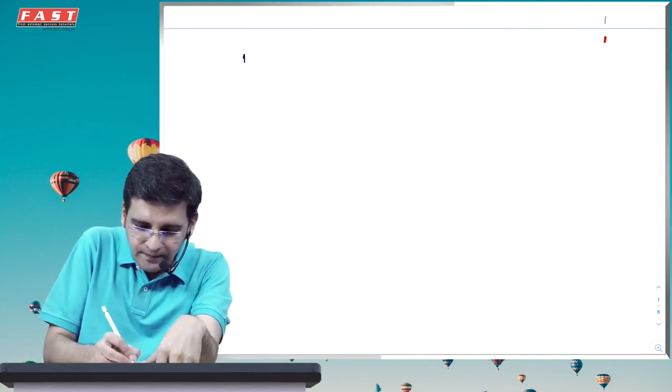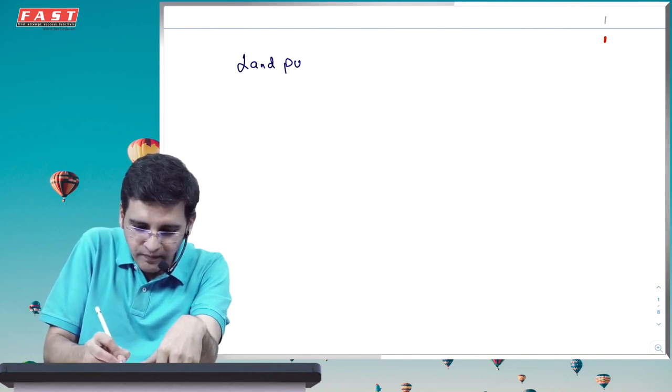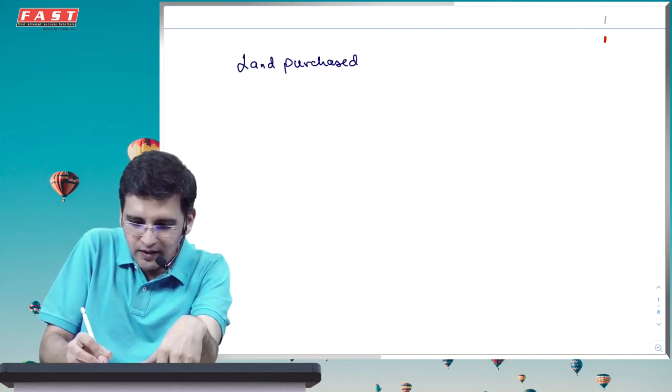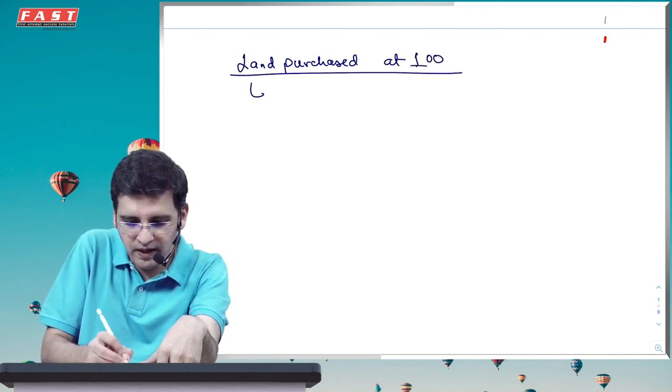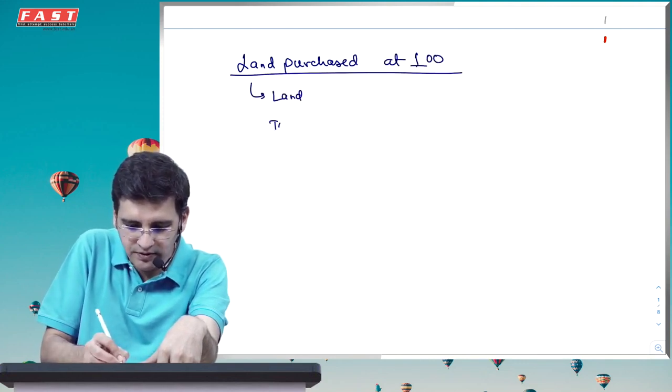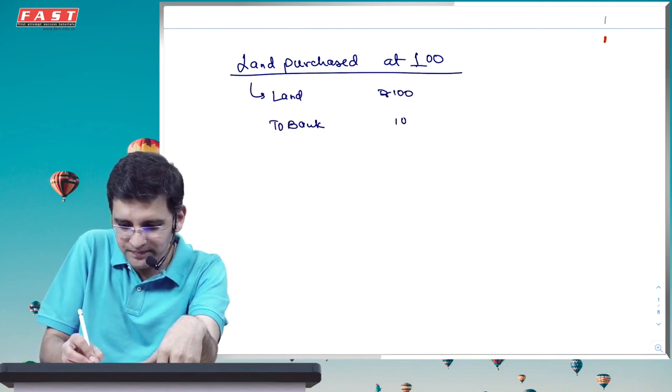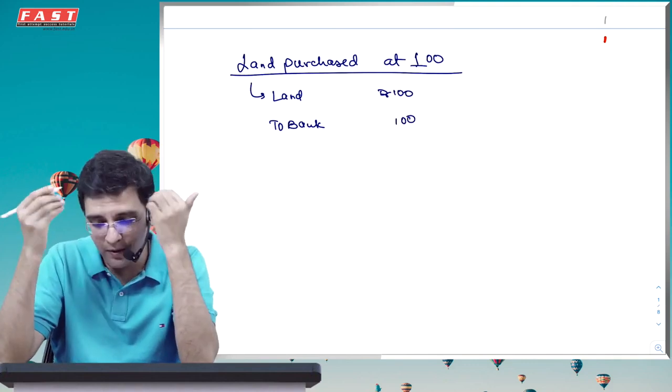What I say is land purchased, let's say at 100 rupees. At what price would you record it? I would simply say land account debit to bank. 100 रुपये में ज़मीन आ गई sir. Come on. Example. That's about it.